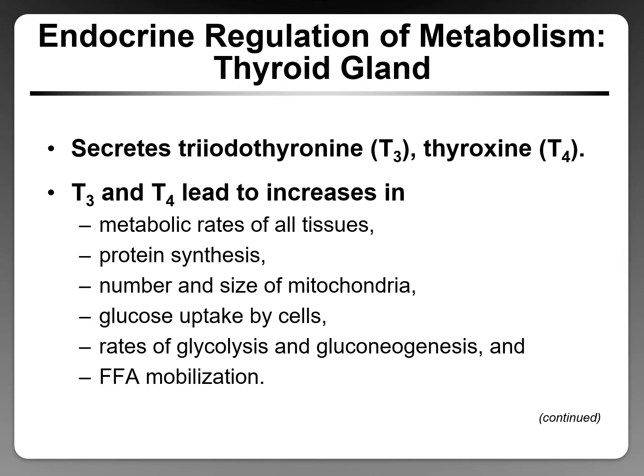The next one we are concerned with is our thyroid gland. This is going to secrete triiodothyronine and thyroxine, or T3 and T4. T3 and T4 have a couple different impacts on the human body. They mostly lead to increases in metabolic rates of all of our tissues, protein synthesis, the number and size of mitochondria in our cells and muscle tissues, glucose uptake by cells, the rates of glycolysis and gluconeogenesis, or the breakdown of carbohydrates and the production of new sugars, and free fatty acid metabolism.